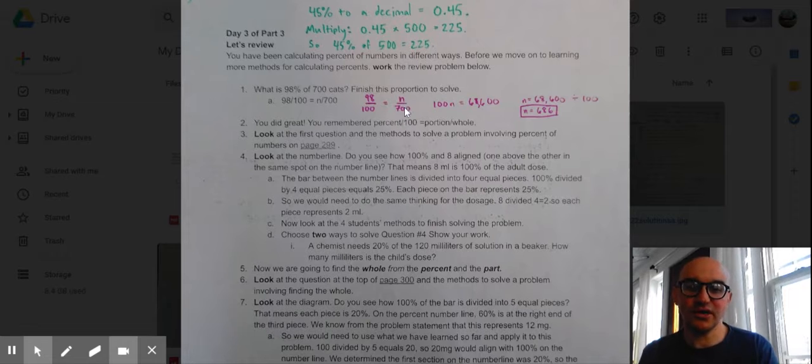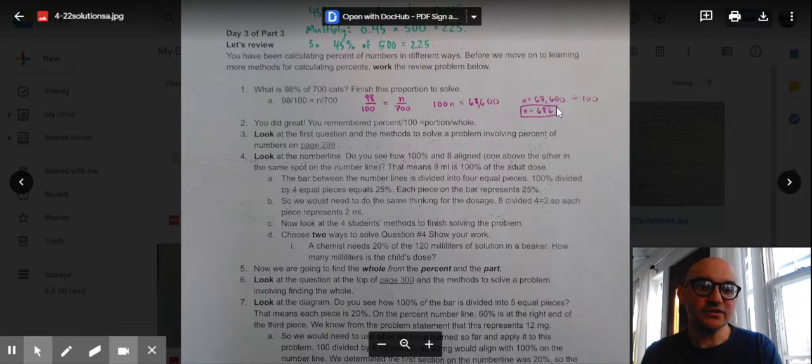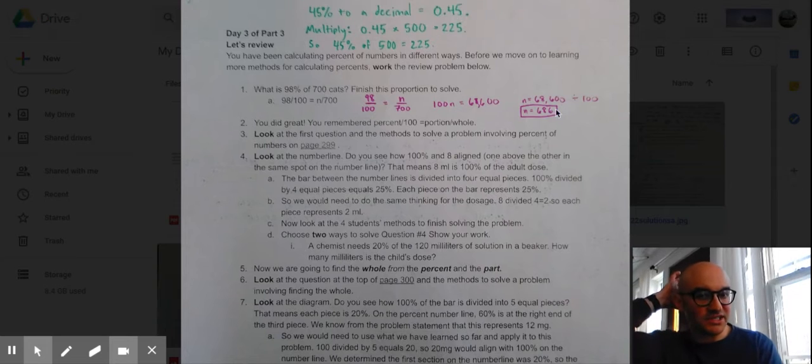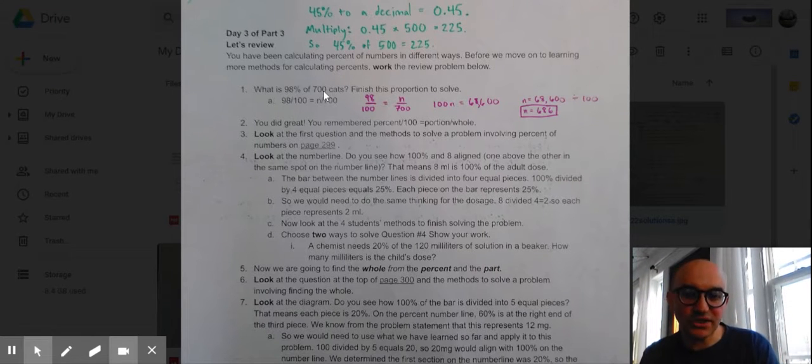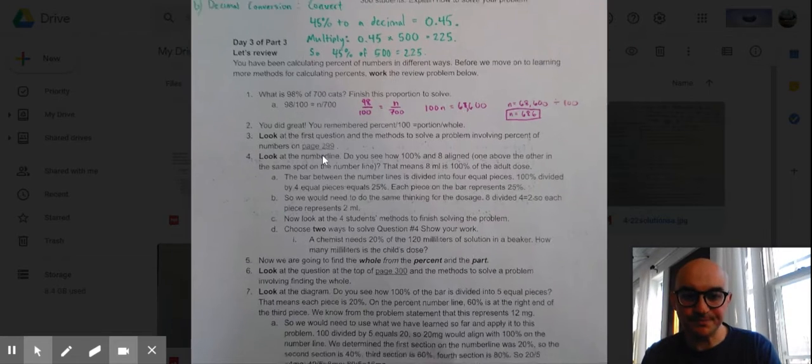68,600 is what you get when you multiply 98 by 700. And then we just divide 68,600 by 100 here to find that n equals 686. So 686 is 98% of 700. That's how we would answer that question.